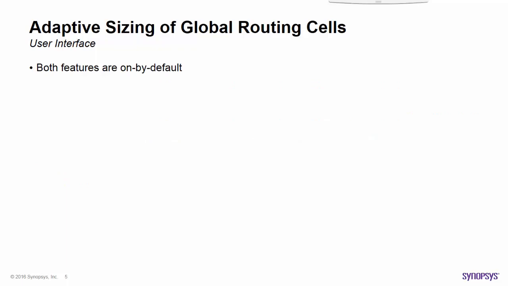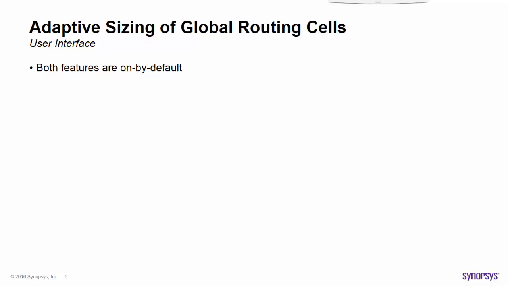User interface. Two new routing app options are added in support of this feature. A global route hidden app option, that is auto_gcells true or false, is added to turn on or off the feature. To enable the feature, the user needs to set_app_options -list route.global.auto_gcell true.